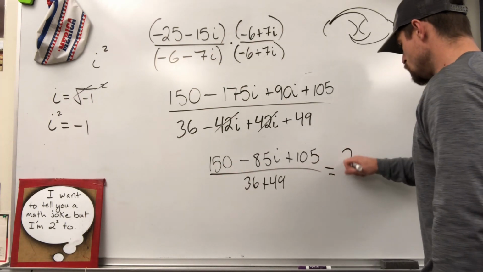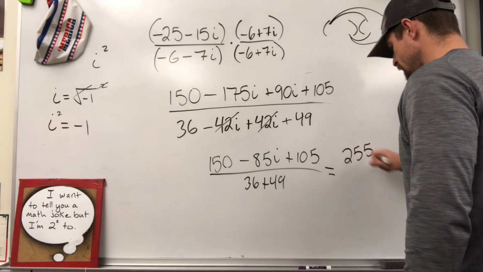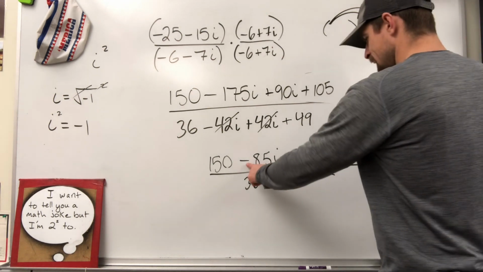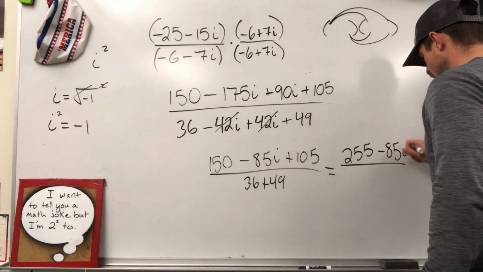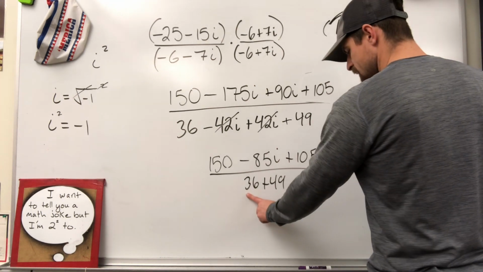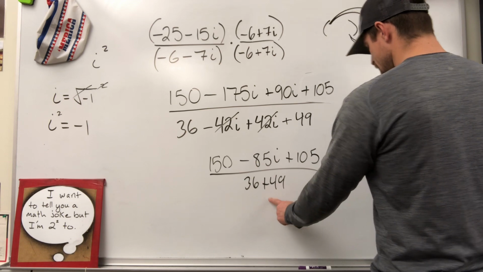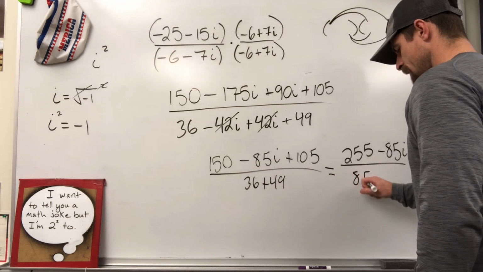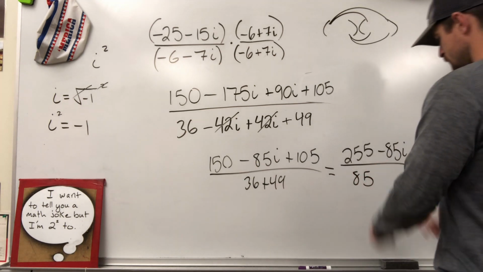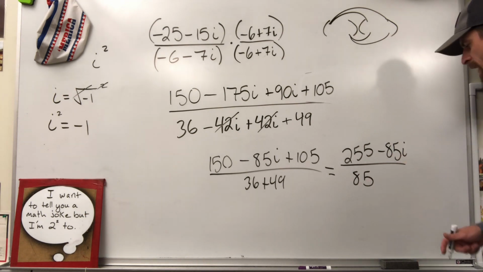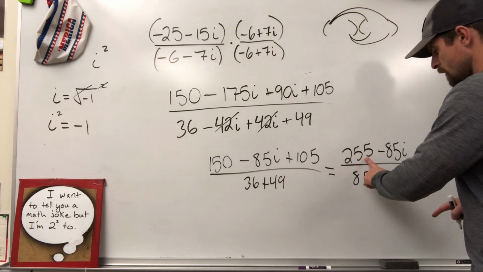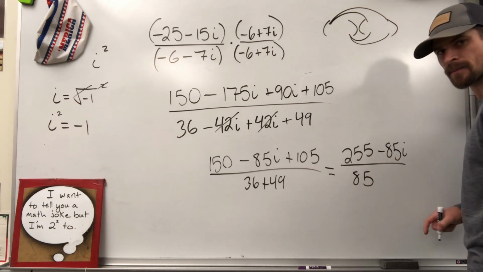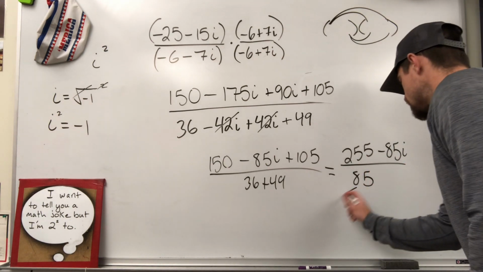That's going to give you 255 minus 85i minus 85i. 36 combines together with 49 to make 85. I like what I'm seeing right now because I know those will simplify. I got two terms on top. It's still a complex number, right? Real number, imaginary number. So what we're going to do is split this.